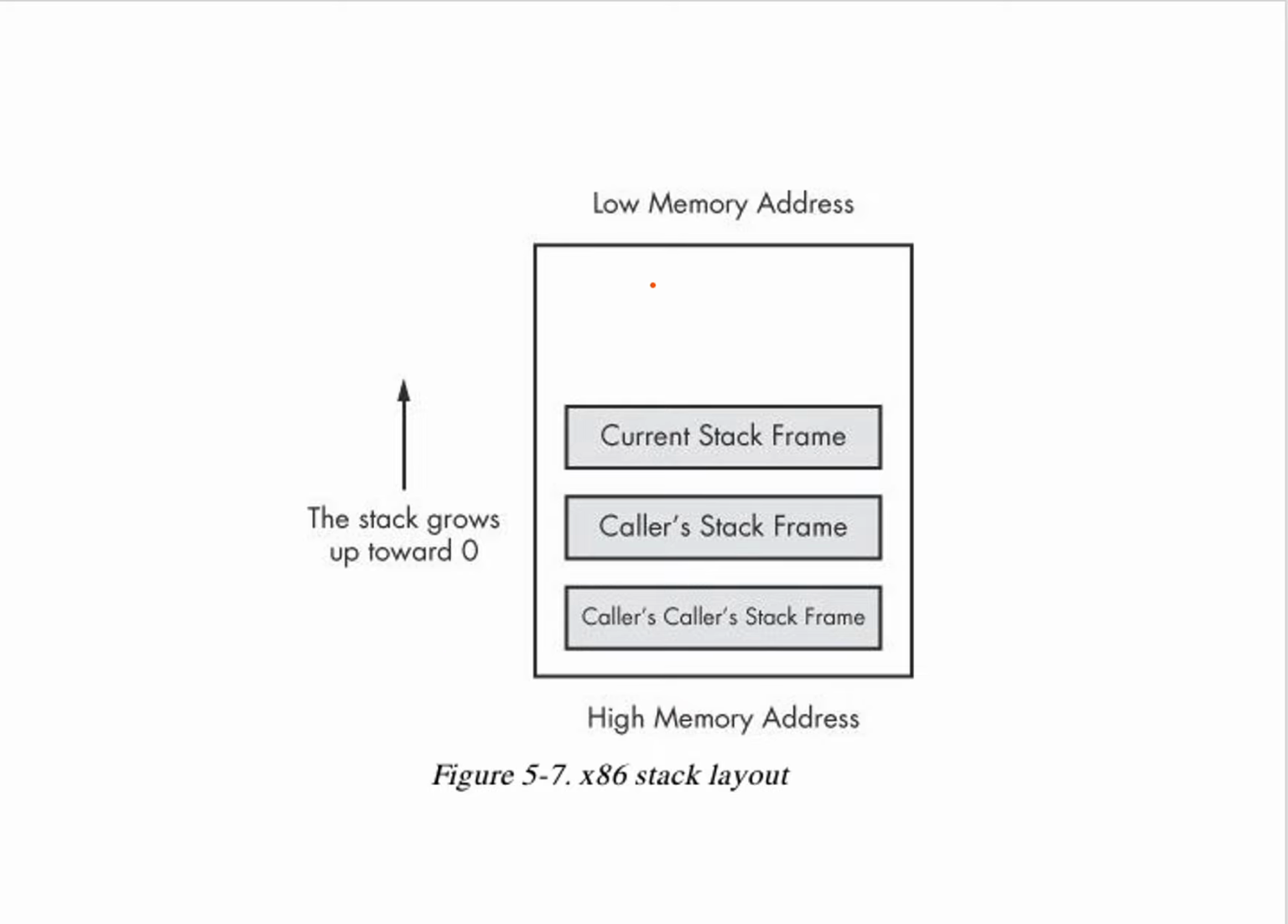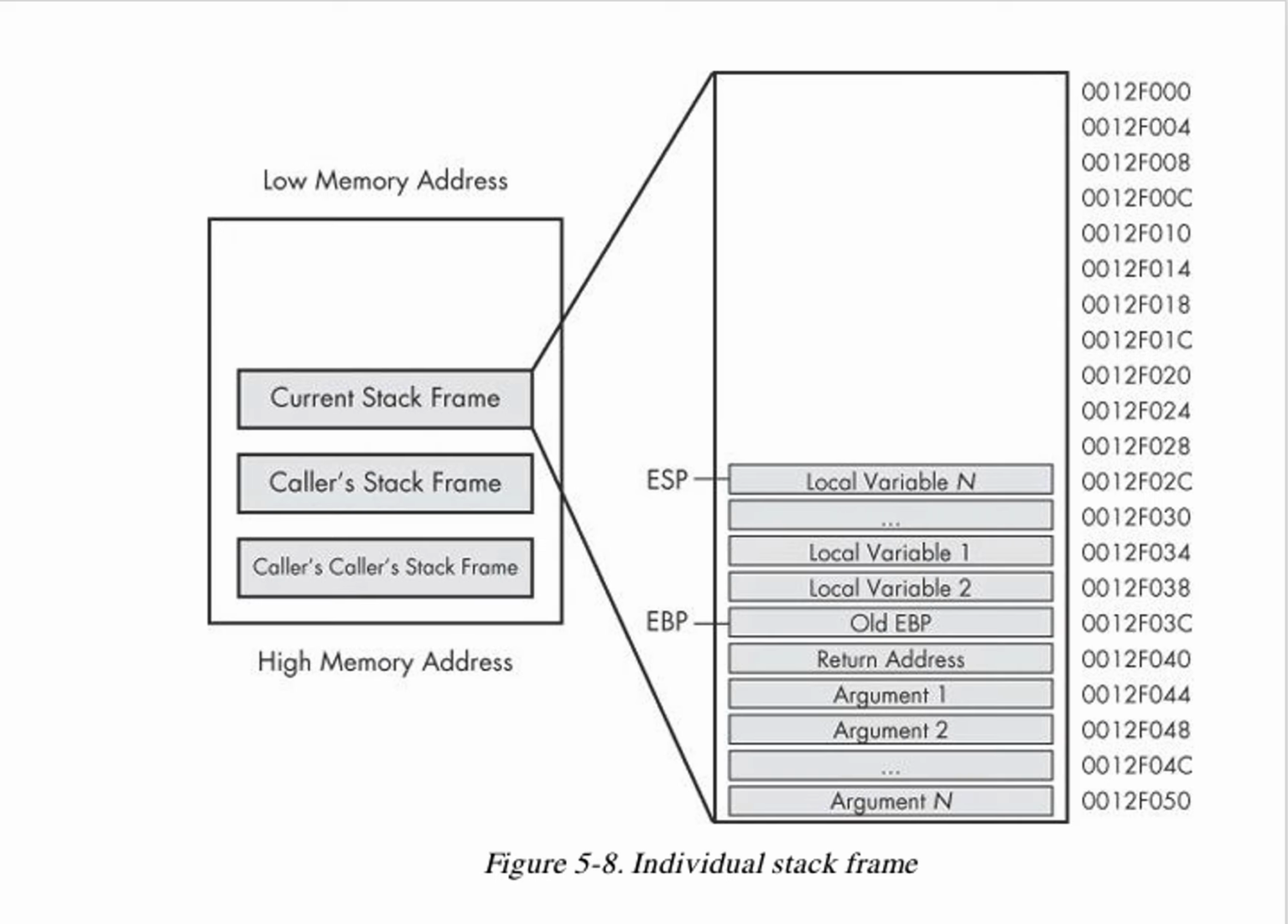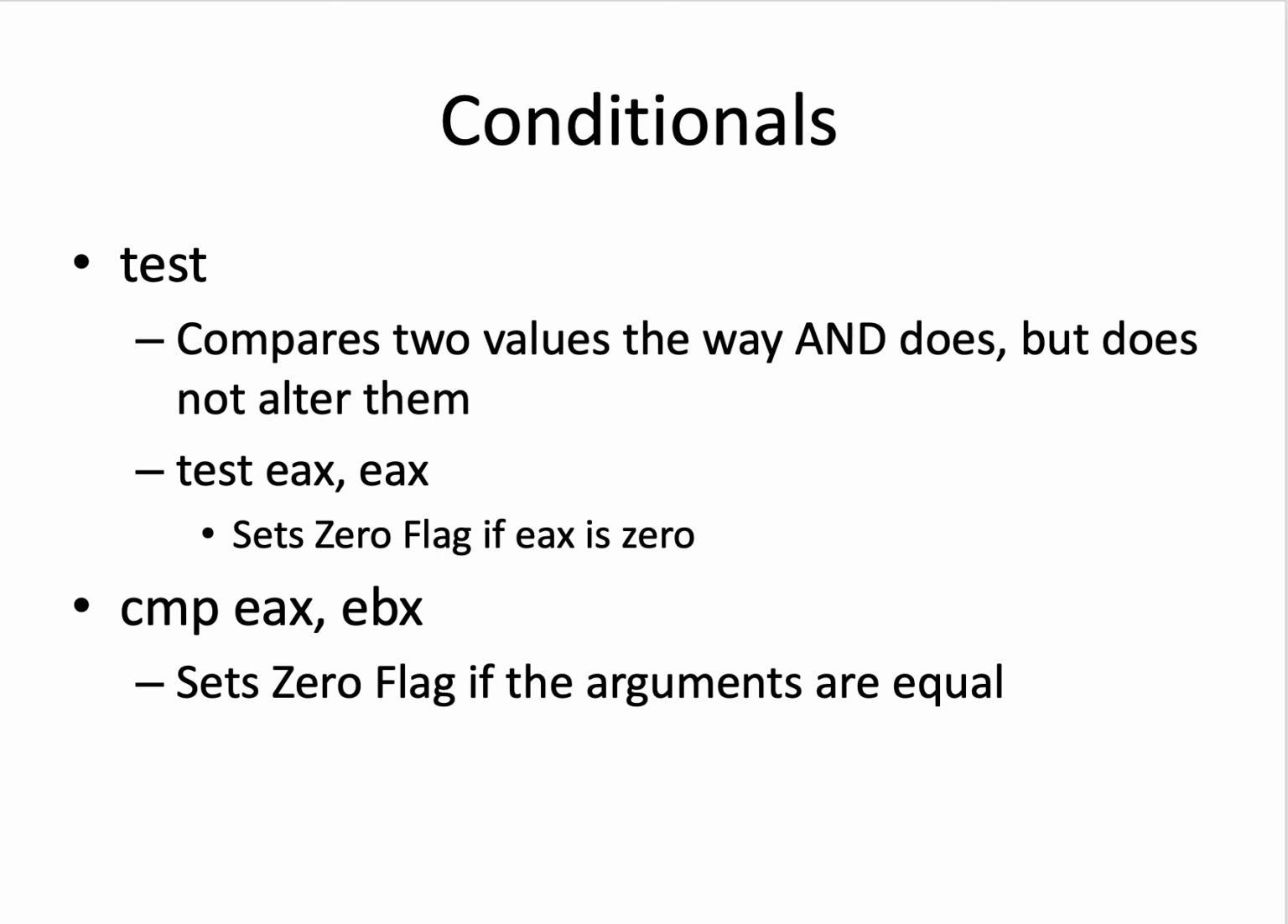Okay, so we can see that the frames are taken from the top. Things within the stack frame include local variables, return addresses, basic arguments, and things like that. Now, when it comes to conditionals, we have test, which compares two values but does not alter them. Okay, we have test EAX, EAX, and it sets the zero flag if EAX is 0.